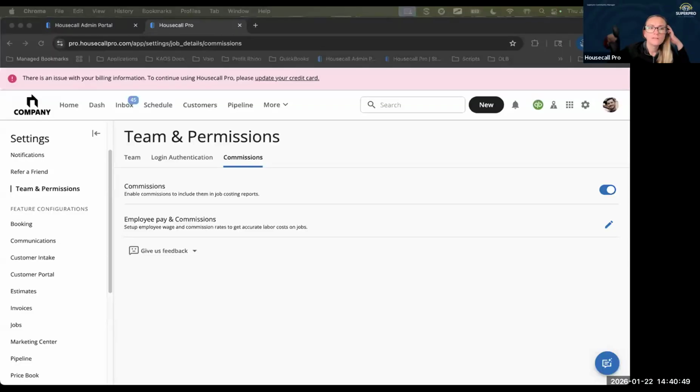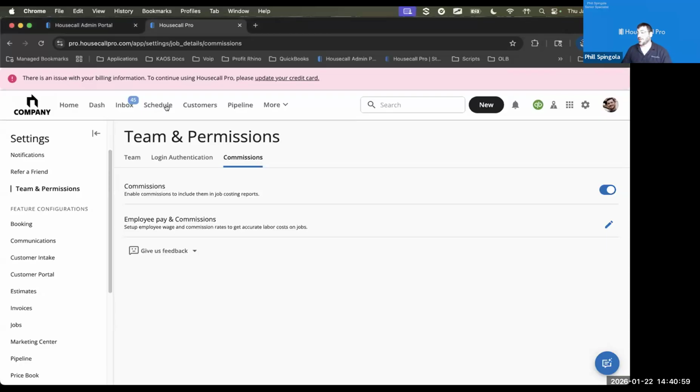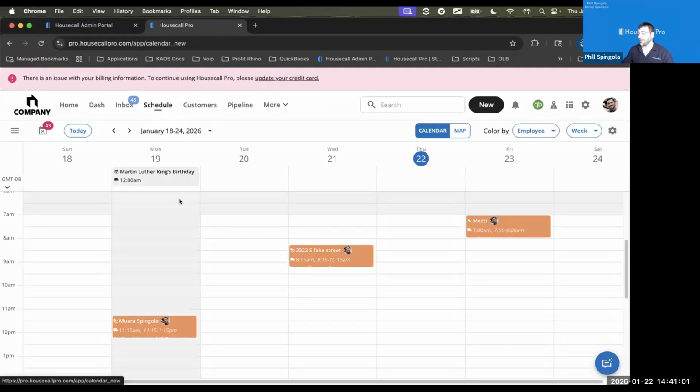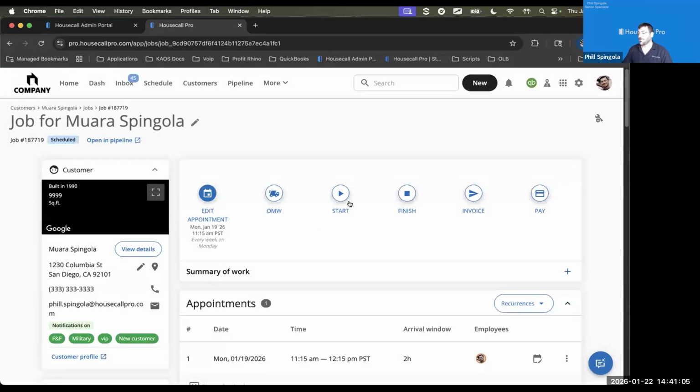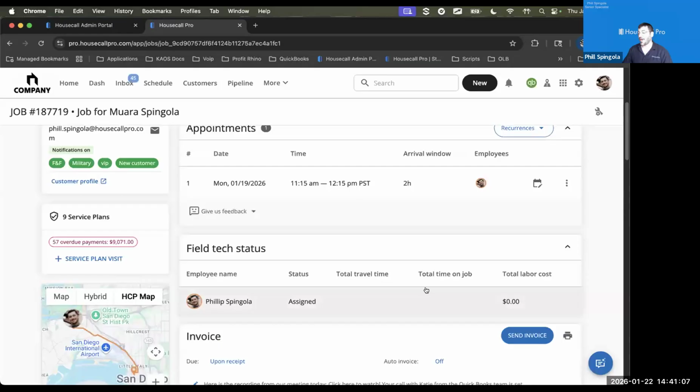So tracking technician performance in Housecall, there's a couple of different ways. One of them is that we do have the time tracking. I'm sure most people are familiar with it: when we're on a job and we hit start on the job, we start tracking how much time is being spent on the job.